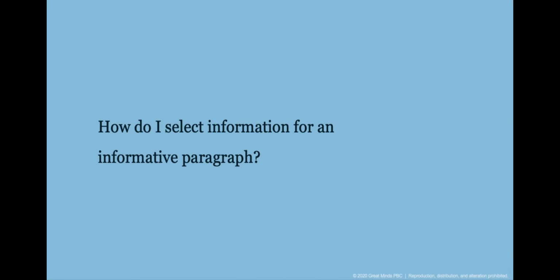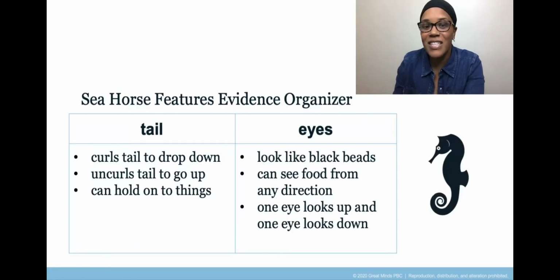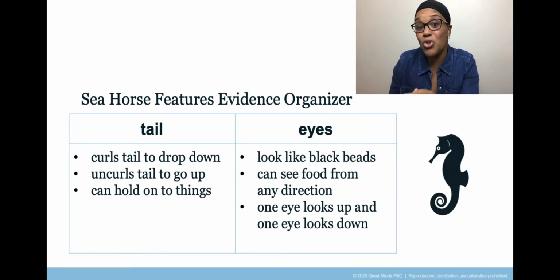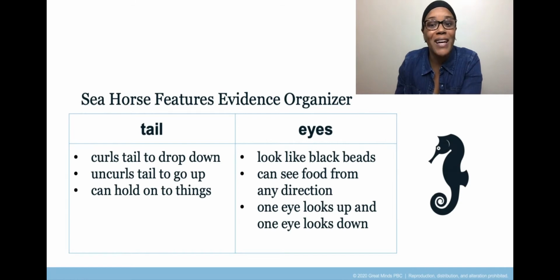And today you will select 2 details to include in your informative paragraphs by using the evidence organizer you created in the previous video. Here's the evidence organizer we've been working on. During the previous video, we sorted the details into categories, whether they were describing the seahorse's tail or the seahorse's eyes. And today you're going to choose or select which body part you want to write about.